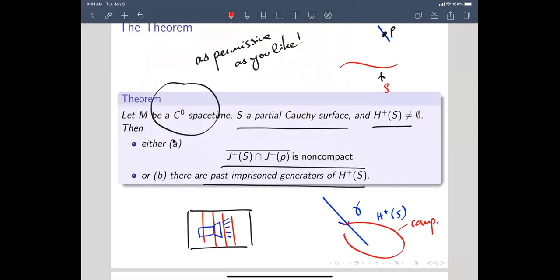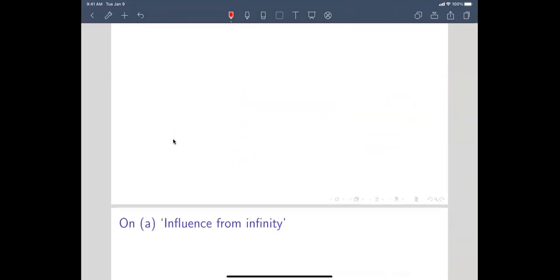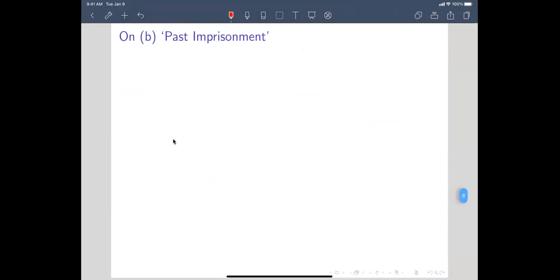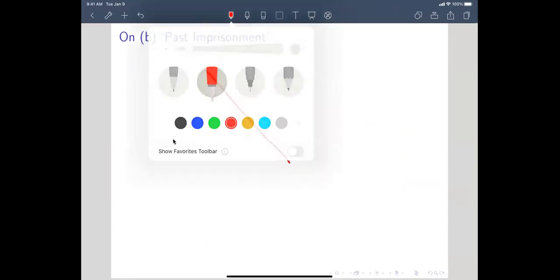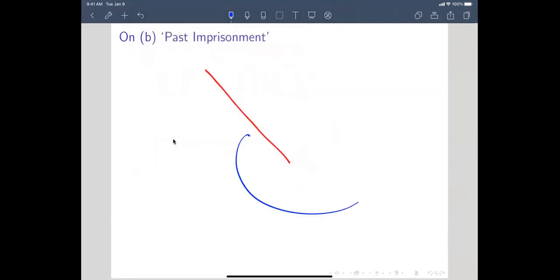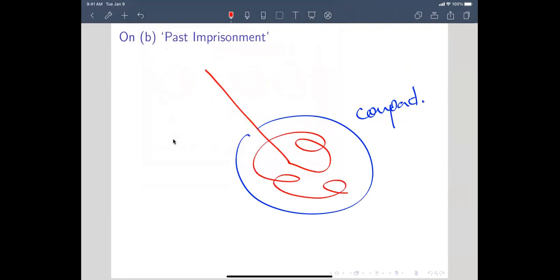What imprisoning means is that the past generators of the Cauchy horizon are past inextendable, so they're as long as you can be, but they happen to be living in a compact region. And what that means, so this was my past imprisonment, is that essentially the Cauchy horizon must be kind of looping around, because they're trapped in a compact region. So these generators must be kind of looping around somehow. Okay.